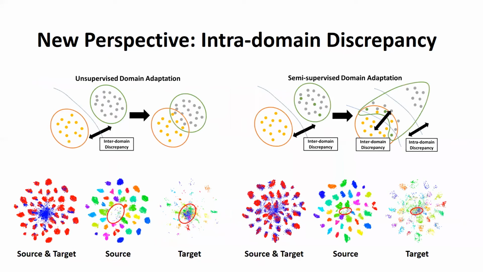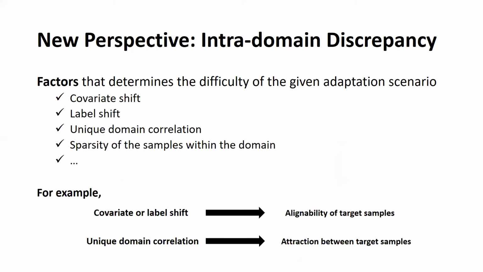To better understand the observation, we introduce a new perspective called intra-domain discrepancy, which is chronic in the semi-supervised domain adaptation problem. There are some factors in domain adaptation that determine the difficulty of the given adaptation scenario. For example, covariate shift, label shift, unique domain correlation, and the sparsity of the samples within the domain. Here, unique domain correlation means a common property that all samples in the domain share. Let me return to these factors in more detail.